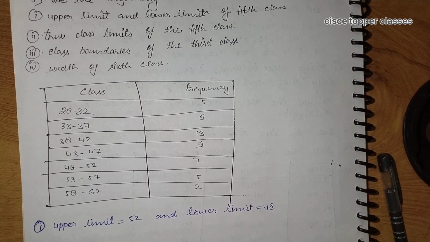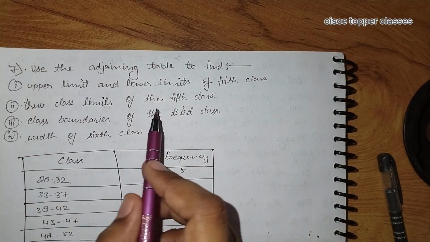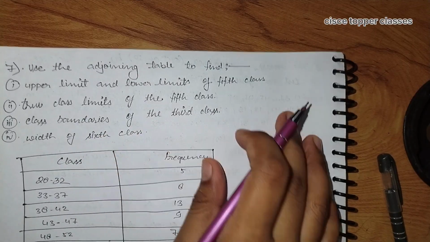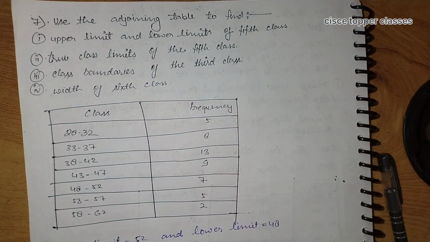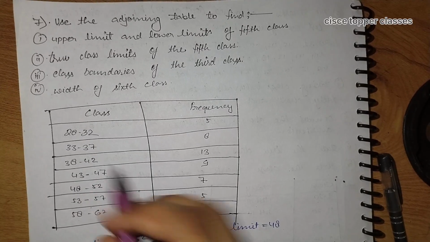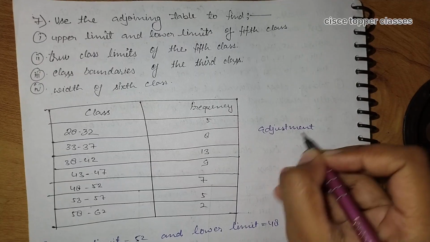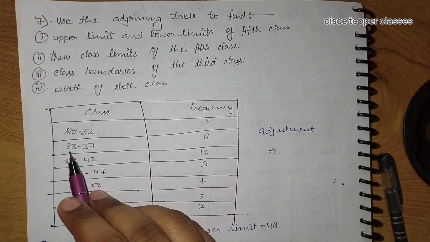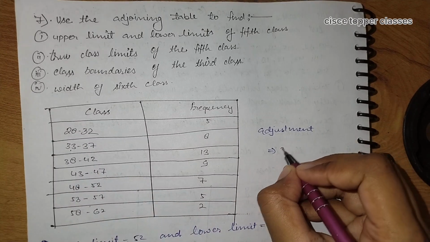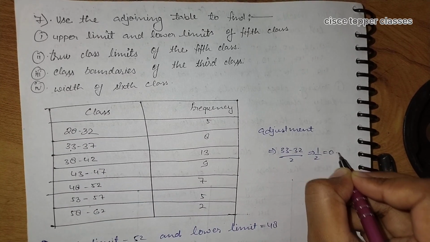If we write the second part here, the second question here, we have to write the true class limits of the fifth class. True class limits means after applying the adjustment factor, we have to write. Because we know the adjustment factor we calculate by the difference of the lower limit minus the upper limit of the previous class divided by 2. So this will be 33 minus 32 divided by 2, 1 by 2 equal to 0.5.